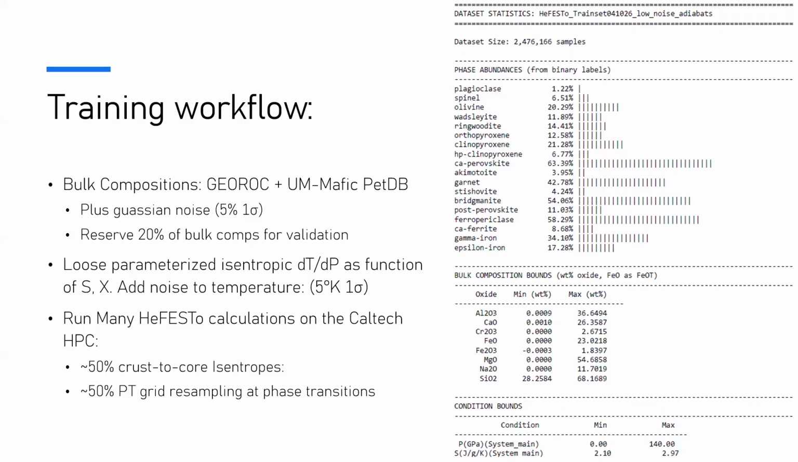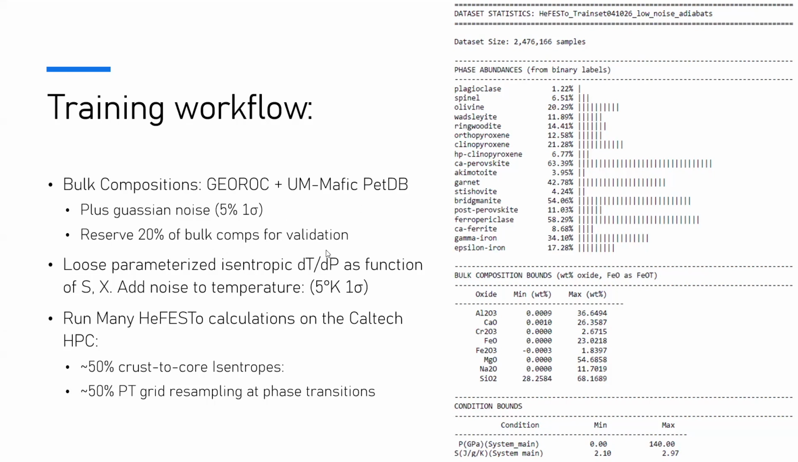Yeah, I will just talk a little bit more then about how I made this model. So what I did is I took bulk rock compositions from the GeoRoc database and ultramafic and mafic compositions from PetDB. And I added Gaussian noise to all of the compositions, and I took 20% of them and reserved them for validation so that they were not used in training and I could use them to see how the model would generalize outside of the training data set. And so that's how I benchmarked its performance.